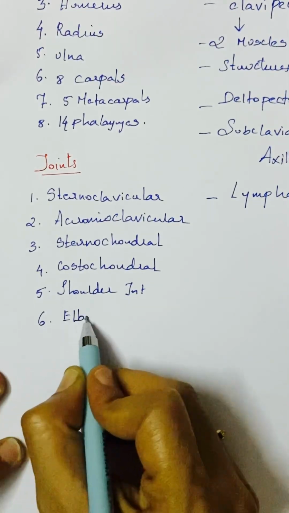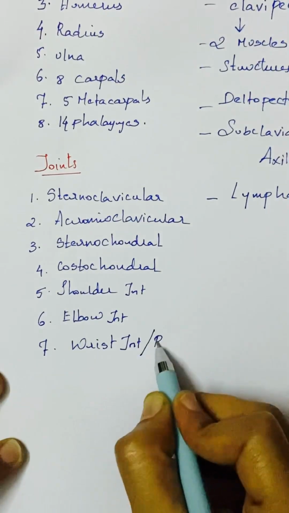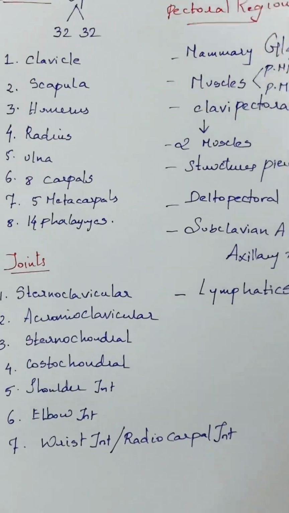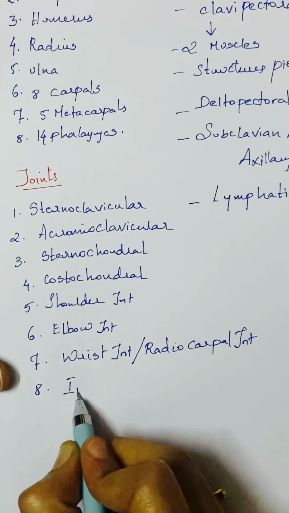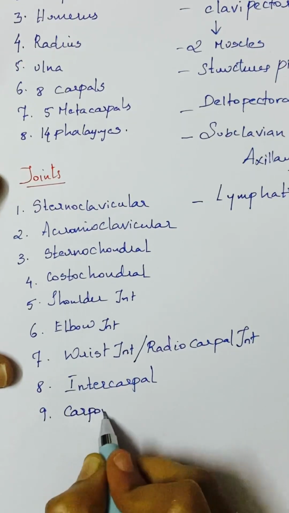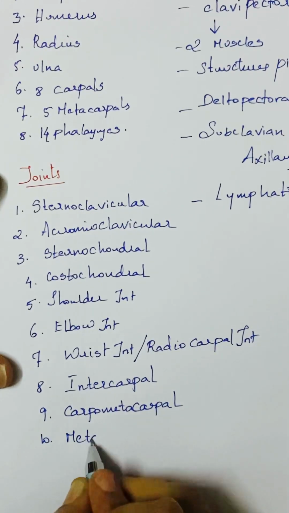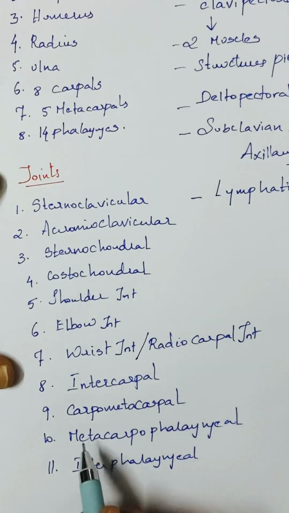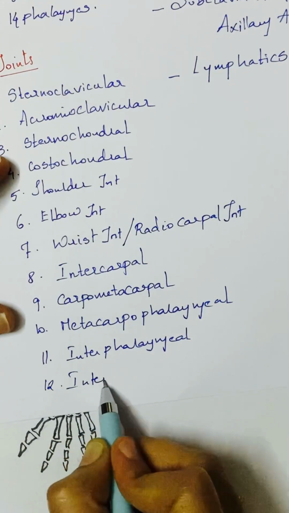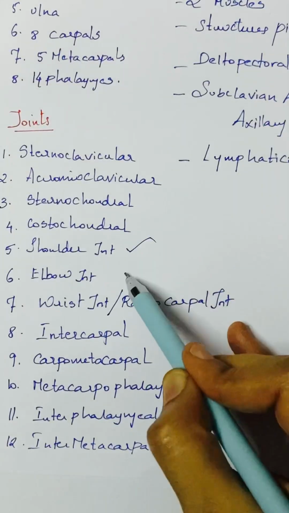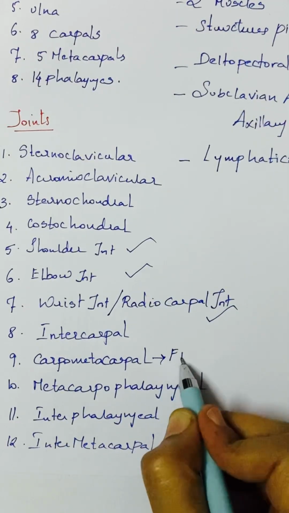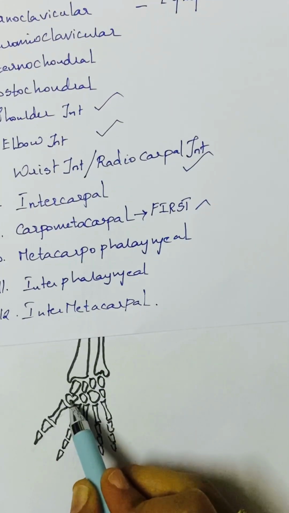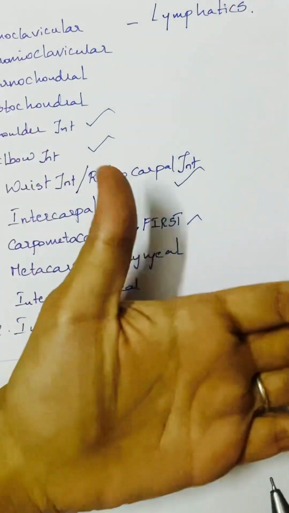Then comes the shoulder joint, elbow joint, wrist joint, which is otherwise called radiocarpal joint because ulna does not take part in the formation of wrist joint. Then we have intercarpal joints, carpometacarpal joint, metacarpophalangeal joint, interphalangeal joint, and between metacarpals we have intermetacarpal joints. So the important joints are shoulder, elbow, wrist. And coming to carpometacarpal joint, first carpometacarpal joint is important.